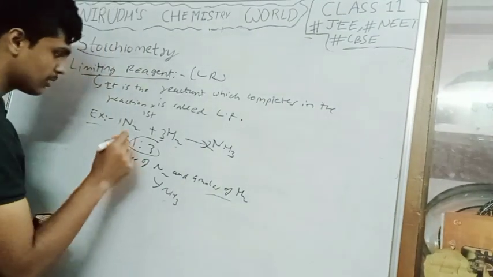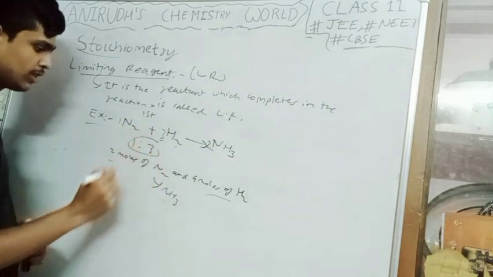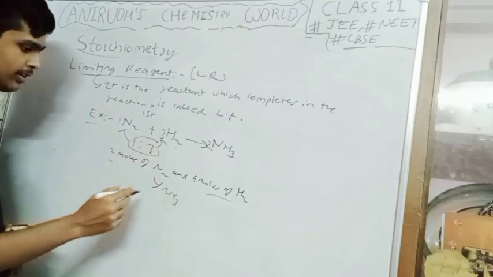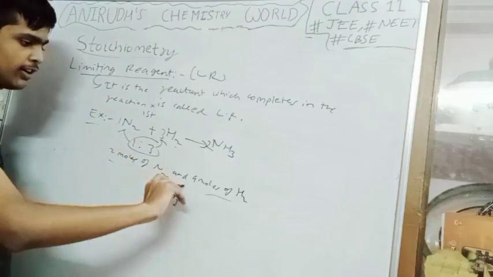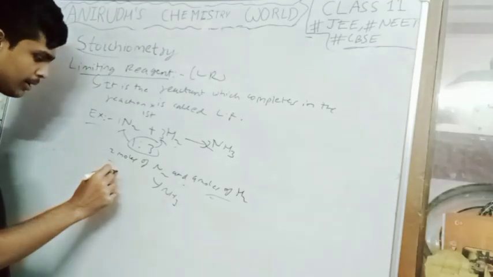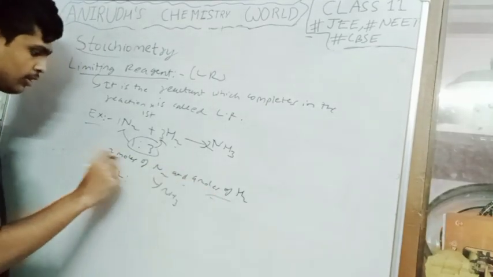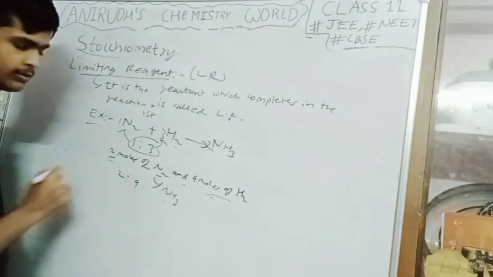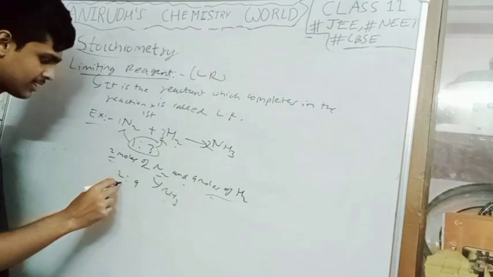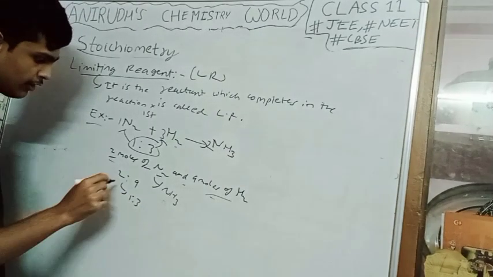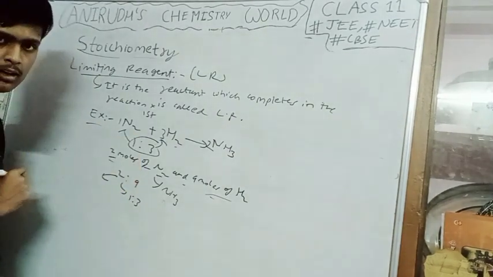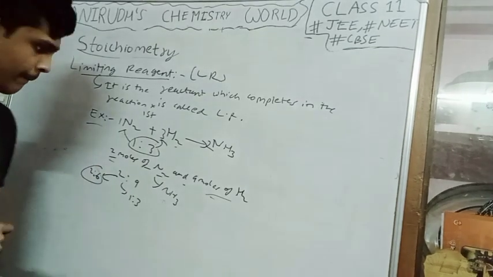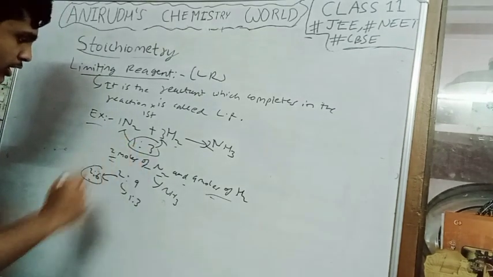What is the molar ratio of N2 and H2? It's 1:3, 1 for N2 and 3 for H2. Now we have 2 moles of N2 and 9 moles of H2. You just see the molar ratio: 2:9, taking N2 first in both. If you multiply 1:3 by 2, it becomes 2:6.